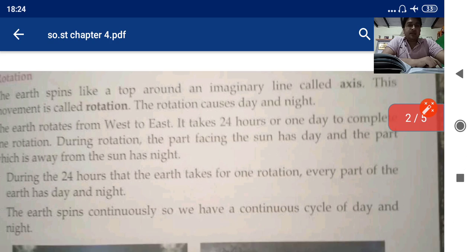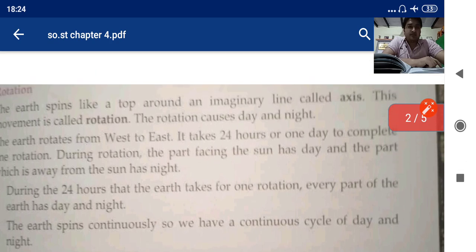Now come to the second part, that is rotation. The earth spins like a top around the imaginary line called axis. This movement is called rotation. The rotation causes day and night. I have told you about that imaginary line that is passing. On that imaginary line only, earth rotates.